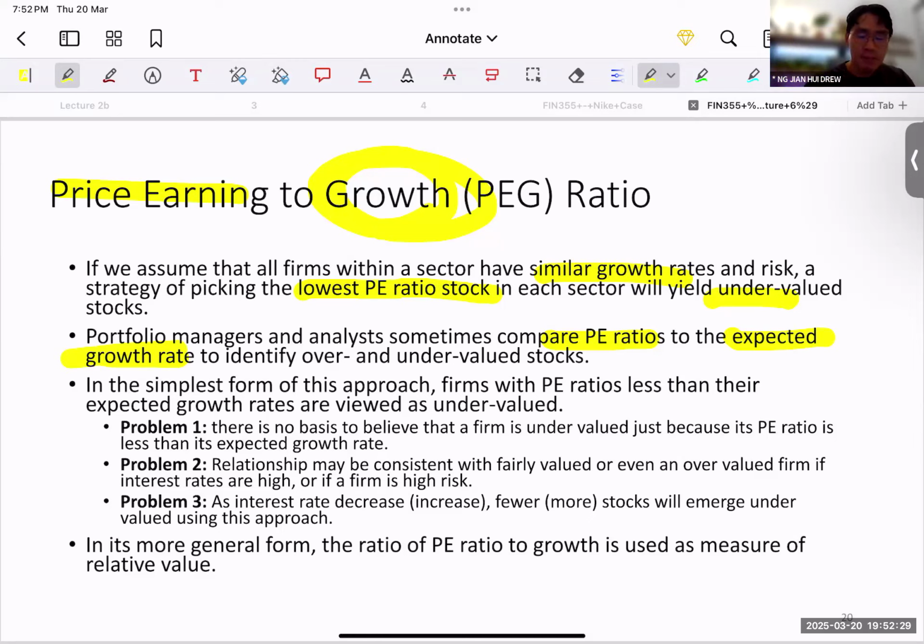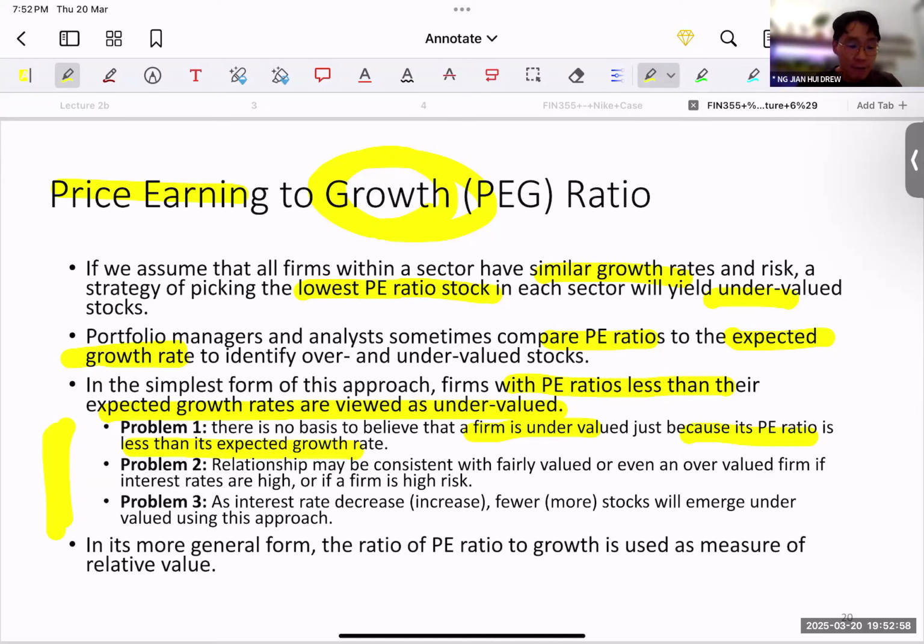However, there are some issues with this, of course. First of all, a PE ratio less than the expected growth is generally viewed as undervalued, but there is actually no basis to believe that. These are some of the issues they want to point out. There's really no basis to believe that the firm is undervalued just because the PE is less than expected growth. That is one of the issues.